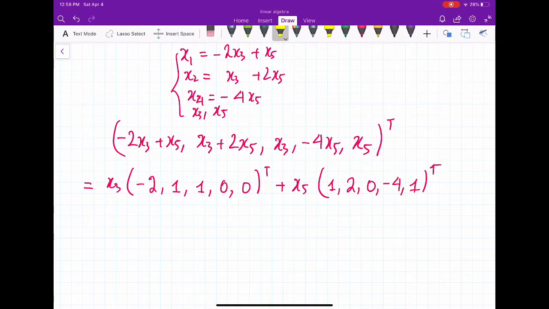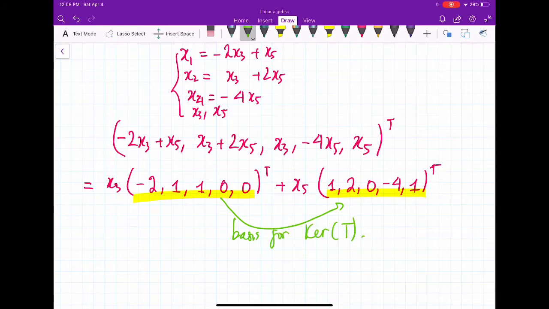So basically these two vectors will form a basis for the null space of A. That means they will be a basis for the kernel of T. Okay? So that's how we can solve such a problem.